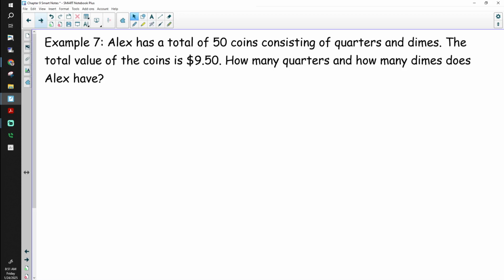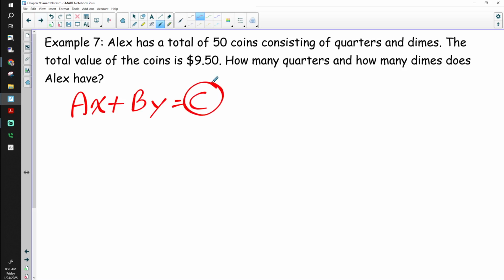Because what word did I read right at the start? Total. I already know I'm going to be making 2 equations with AX plus BY equals C because this C at the end is a total amount. This has nothing to do with a starting amount, but it does talk about totals. I see I have a total of 50 coins, and I see that I have a total value of $9.50.